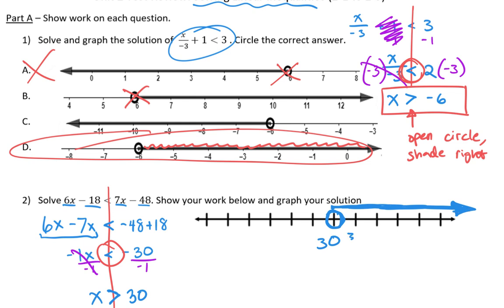So our solutions would be like 31, 32, 33. Those would all be solutions because they lie in the shaded area. But things like 28, 26, those wouldn't be solutions because they lie on the left. You know what? 30 is not even a solution because that's an open circle. So all my solutions are to the right of 30.